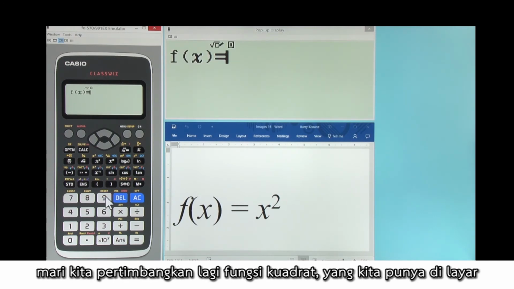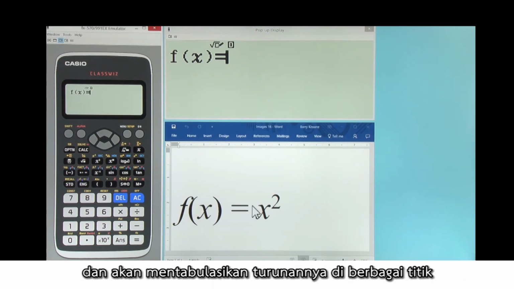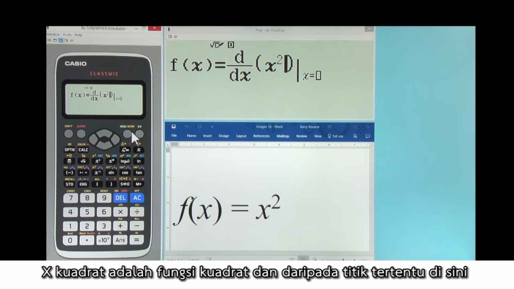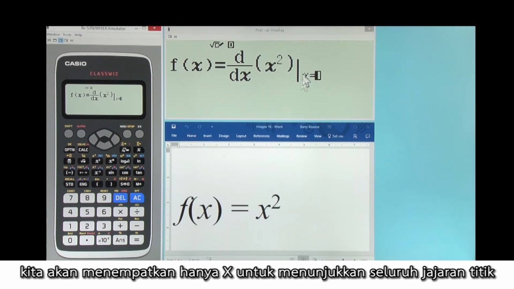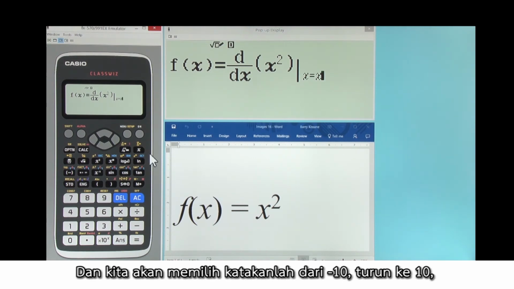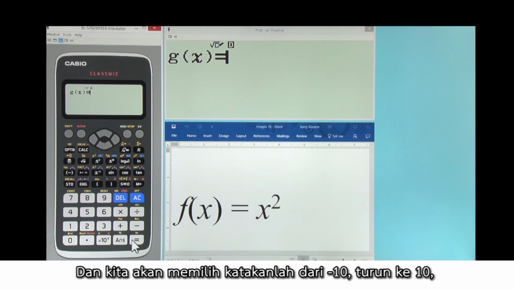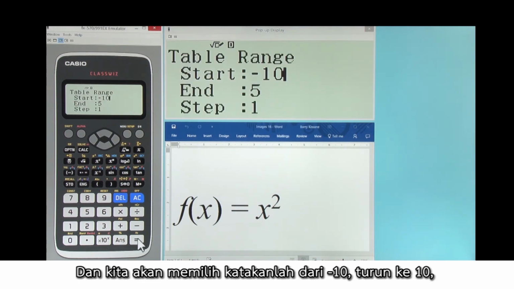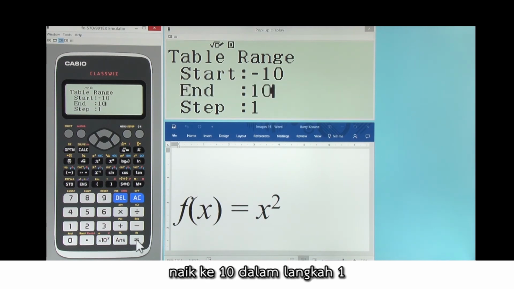So let's consider again the quadratic function, the one we've got on the screen here, and we'll tabulate its derivative at various points. So let's start by putting the derivative function in here. x squared is the quadratic function, and rather than a particular point here, we'll put just x to indicate a whole range of points. And we'll choose, let's say, from -10 up to 10, in steps of 1.